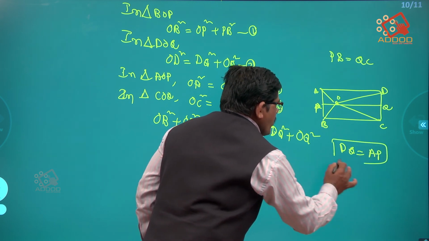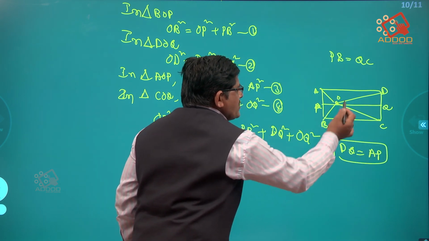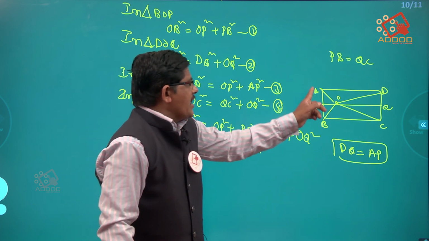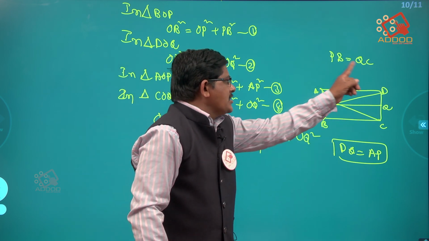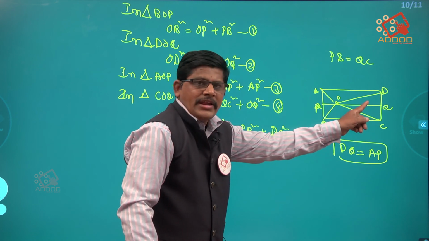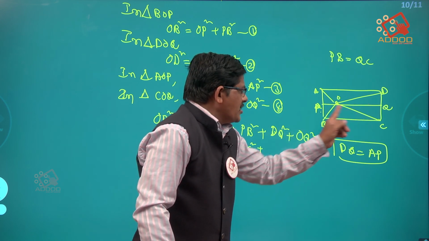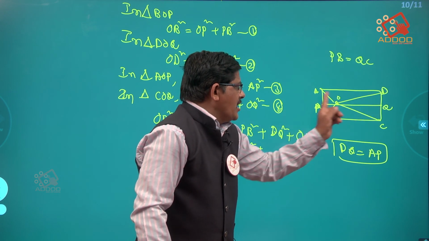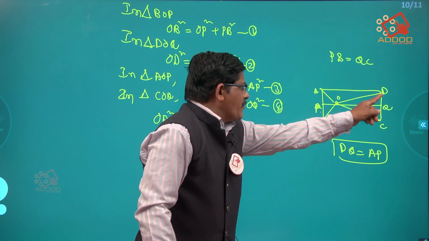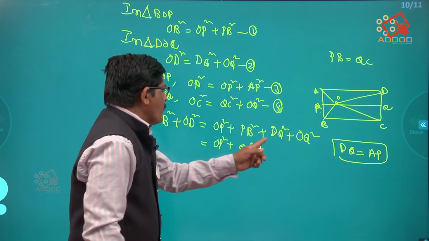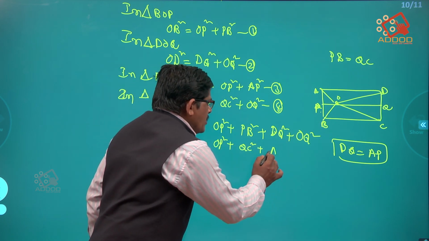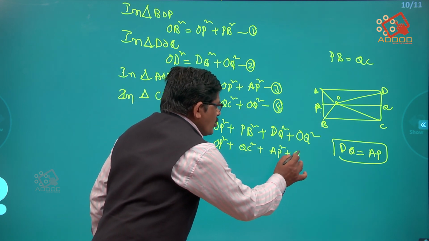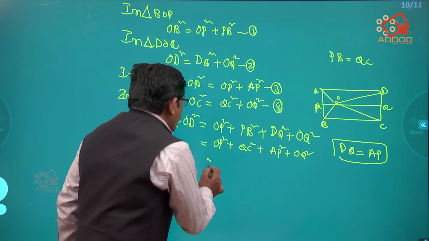DQ is equal to AP because in a rectangle, opposite sides are equal. In a rectangle, opposite side PB length is equal to QC, since it is one of the rectangles. In this rectangle, opposite sides are equal. Here APQD is a rectangle, and its opposite sides are equal. Therefore DQ is equal to AP. Therefore DQ square is AP square, plus OQ square. Then we form the comparison here.